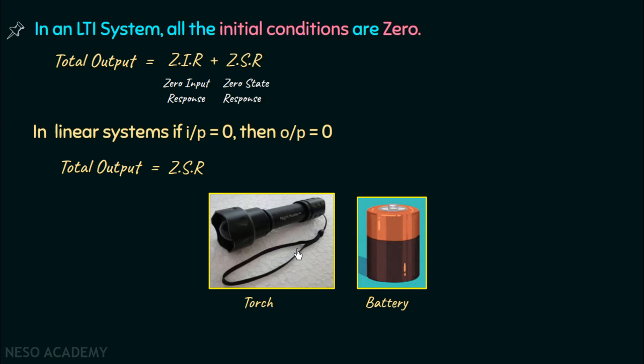The input is applied to the system when we need to charge this battery. So in this way, we can have the output without applying any input due to the initial conditions of the system. So now I hope you have got the significance of the zero input response, and in this way we are done with this lecture.